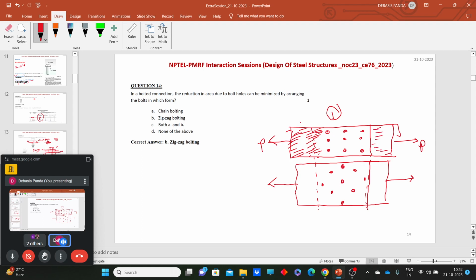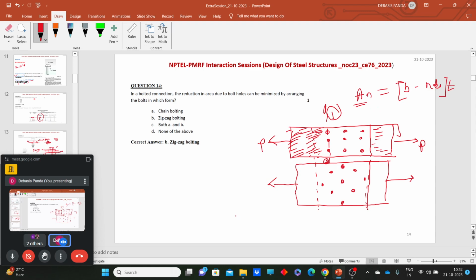Now first, this portion, section 1-1, will be subjected to the stress transfer. You can see the cross sectional area at 1-1 is reduced. If we calculate with n holes, we can see that (b minus n d naught) into t will be the cross sectional area here. So this portion will be the most stressed portion, because the area is suddenly reduced the most.